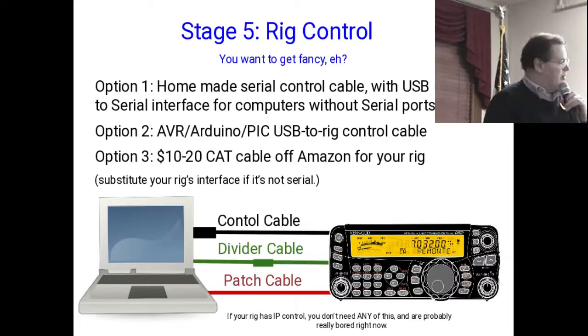So the next step is you can go to rig control, and this takes a separate interface. Serial interface is common, but a lot of computers these days don't have an old RS-232 style serial interface. So there's different ways you can go. You can get a USB to serial adapter, and then you can make a serial cable. And since I've got an old serial control cable from my old Kenwood, that's what I've done so far.